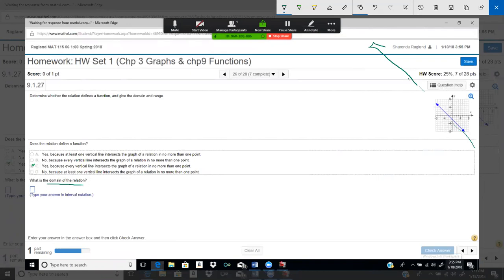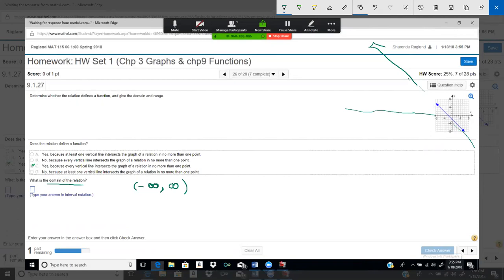What is the minimum x value? This is going all the way up. It's negative infinity, right? And I cannot bound negative infinity. What will be the maximum x value? Again, that's going to continue to go down. So what would be the maximum x value? Very good, infinity. So all real numbers, especially when dealing with a slant line.